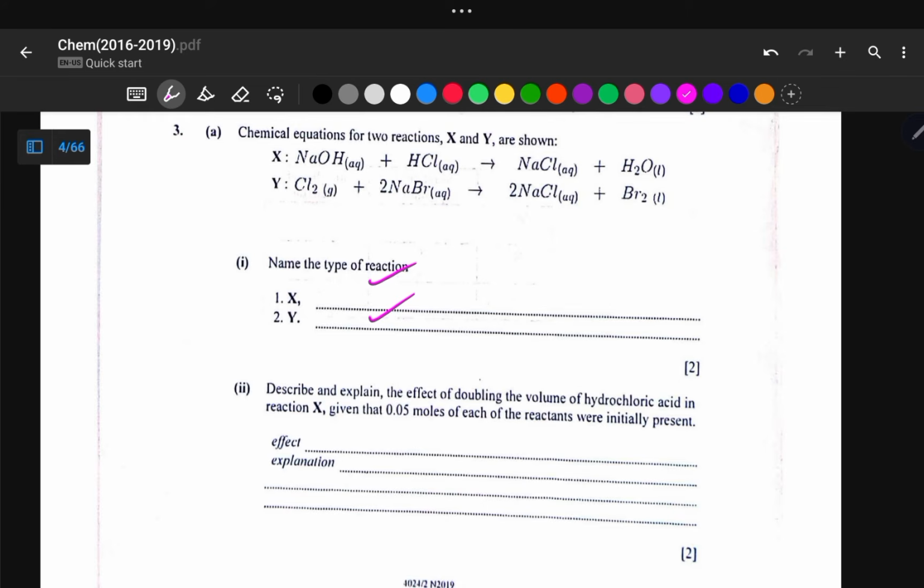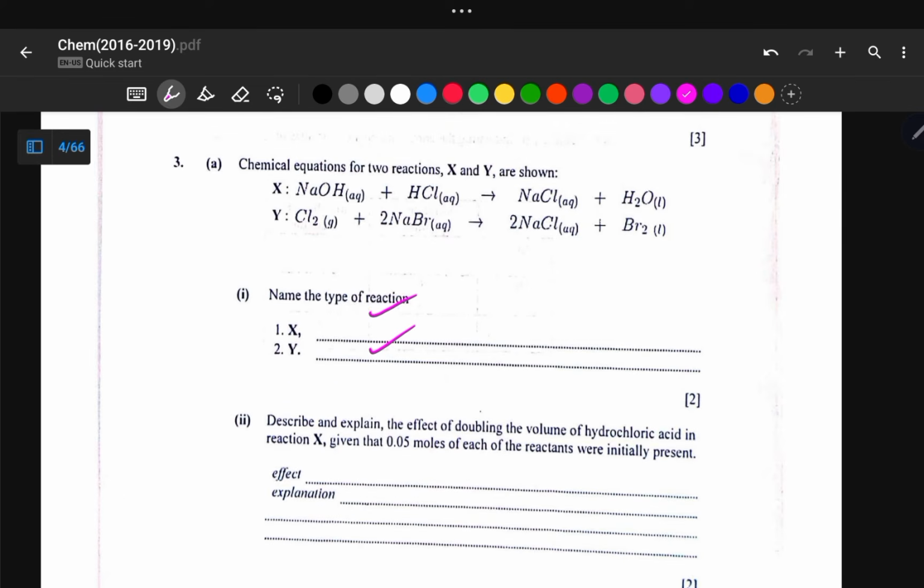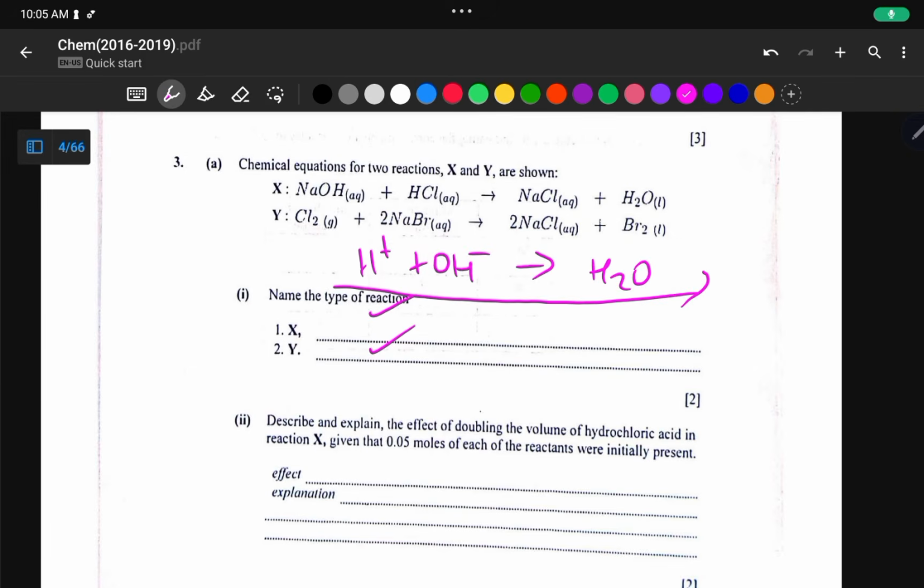Were initially present. So for the effect of doubling, we should know that the sodium hydroxide and the hydrochloric acid react in a ratio of 1:1. And also remember that for every acid-base reaction, the neutralization reaction, we've got this overall equation, which is an exothermic reaction with an enthalpy change of about 57 kilojoules per mole. You should know that for every neutralization reaction, we've got this ionic equation where 1 mole of water is produced from the proton and the hydroxide ion.